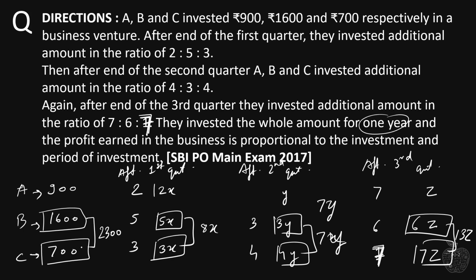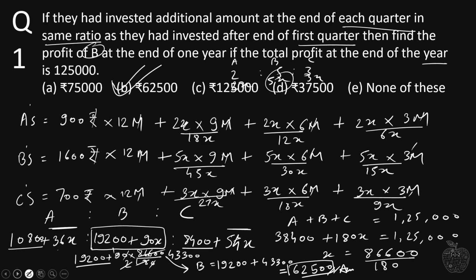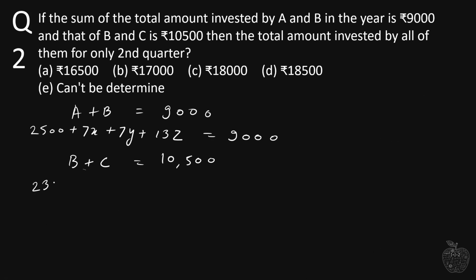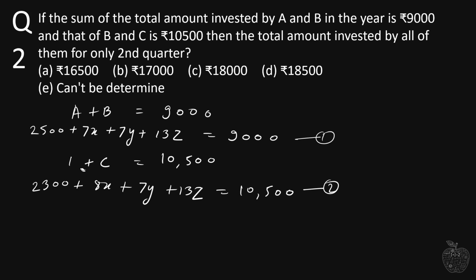So the total investment of B and C here is 2300 plus 8x plus 7y plus 13z. So let's write it over here. So we get 2300 plus 8x plus 7y plus 13z, and this is equal to 10,500. Now we are told the total amount invested by all of them for only the second quarter. All right, so let's assume that this is the first equation and this is the second equation, and let's write this B plus C over here. So B plus C is 10,500.